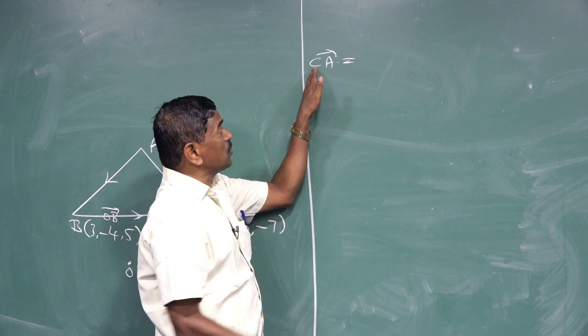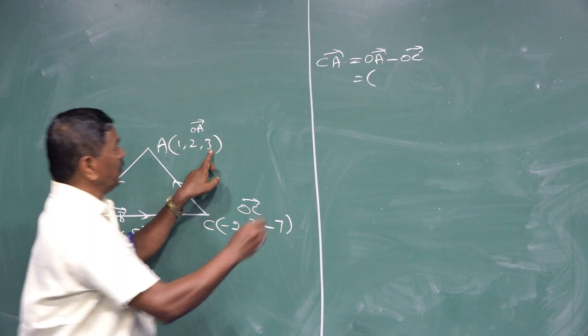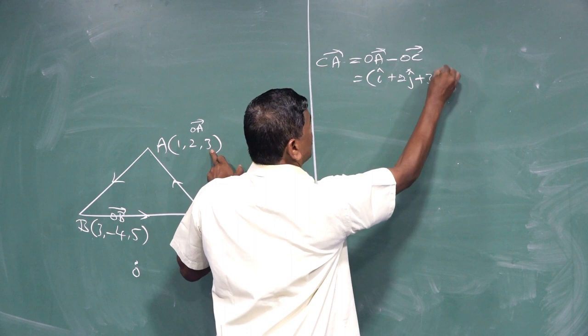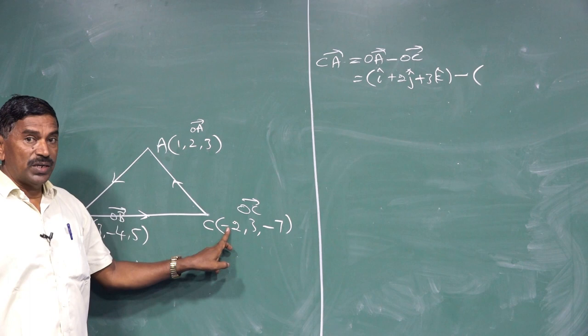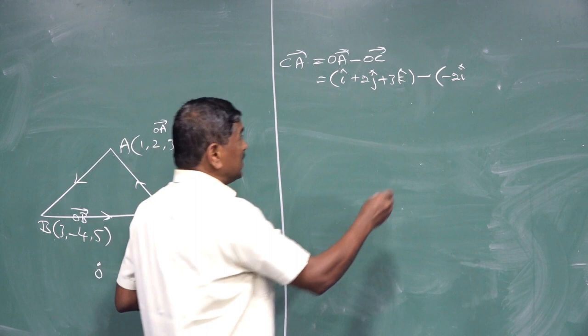OA vector minus OC vector, which is equal to OA vector. OA vector is equal to i cap plus 2 j cap plus 3 k cap, minus OC vector. OC vector is equal to minus 2 i cap plus 3 j cap minus 7 k cap. So minus 2 i cap, next step is plus 3 j cap, minus 7 k cap.